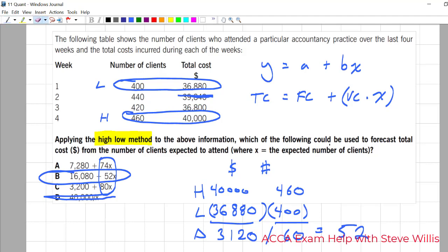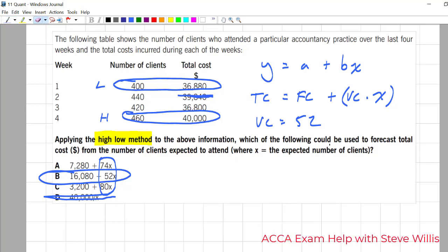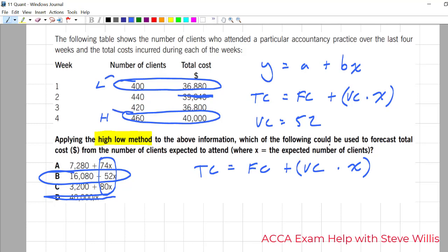But let's just do the fixed cost since we're here working. Maybe you'll need that next time. So we know the variable cost. Let me put that up here. Let me clear out the space. Now, all we need to do is a little algebra, and if we know total cost is equal to fixed cost plus variable cost multiplied by x, we can just grab either of these, the high or the low. Let's grab the high because we have the round total cost there. So the total cost would be 40,000 equals fixed cost plus 52 from before multiplied by 460 units.